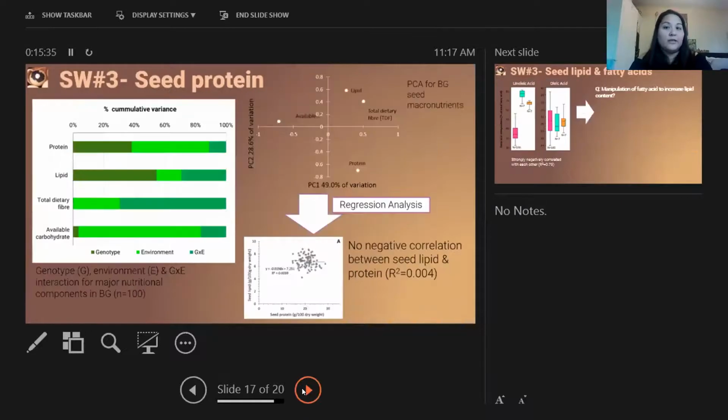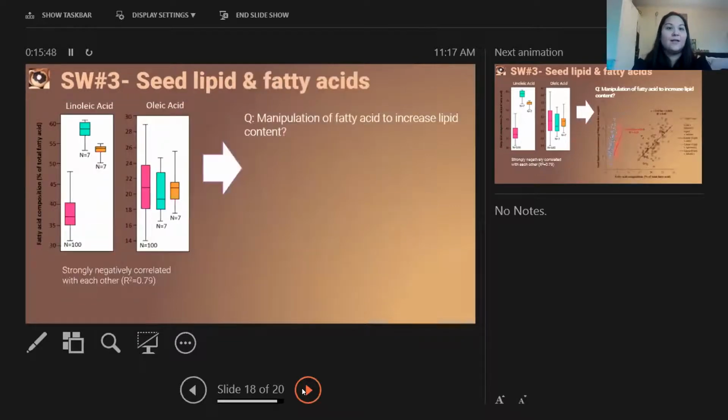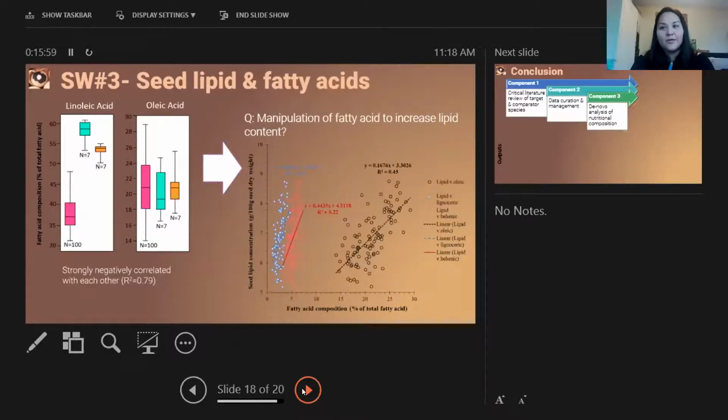We can also see that for the PCA, I did a PCA because I thought that the protein and lipid would be inversely correlated, but actually they aren't, which is great because now we can increase the protein and the lipid at the same time without a negative effect. And for fatty acids, we can also hopefully increase either linoleic or oleic, but however, they're negatively correlated, so we have to keep that in mind. But we are able to increase it if we can.